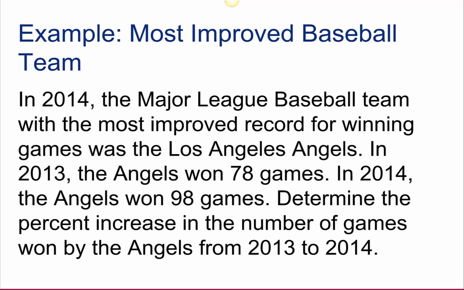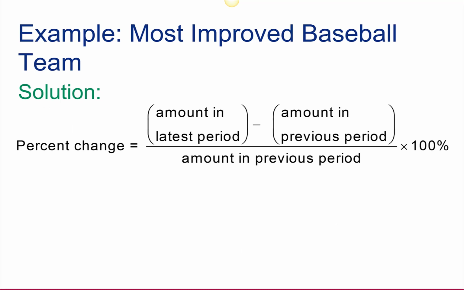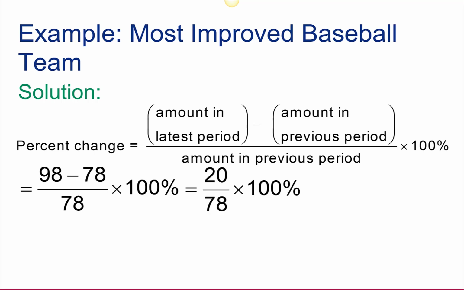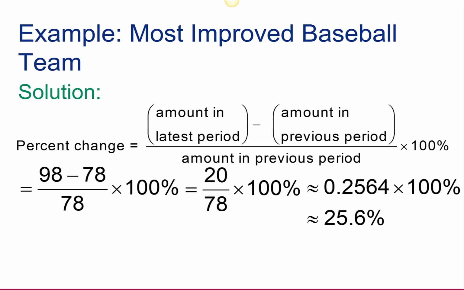In 2014, the Major League Baseball team with the most improved record for winning games was the Los Angeles Angels. In 2013, they won 78 games, and in 2014, they won 98 games. Determine the percent increase in the number of games won by the Angels from 2013 to 2014. We'll use the percent change formula. In the latest period, they had 98 wins. In the prior period, 78 wins. We're going to divide that difference by 78 and then multiply by 100. So the difference is 20. We take 20 and divide by 78, and we get approximately 0.2564, multiplied by 100, so they've improved by approximately 25.6%.